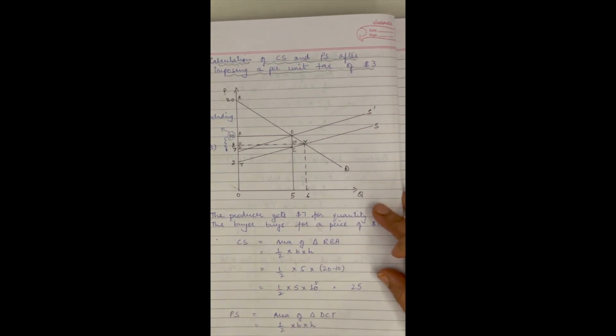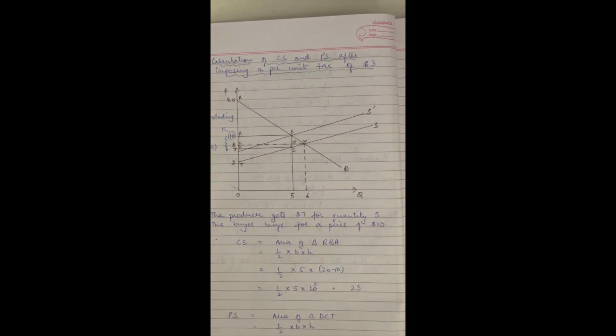there's an imposition of a $3 per unit tax by the government. Now, how does this change the consumer surplus and producer surplus, and who bears the burden of the tax? Is it just the producers? Is it just the consumers? Or both of them?